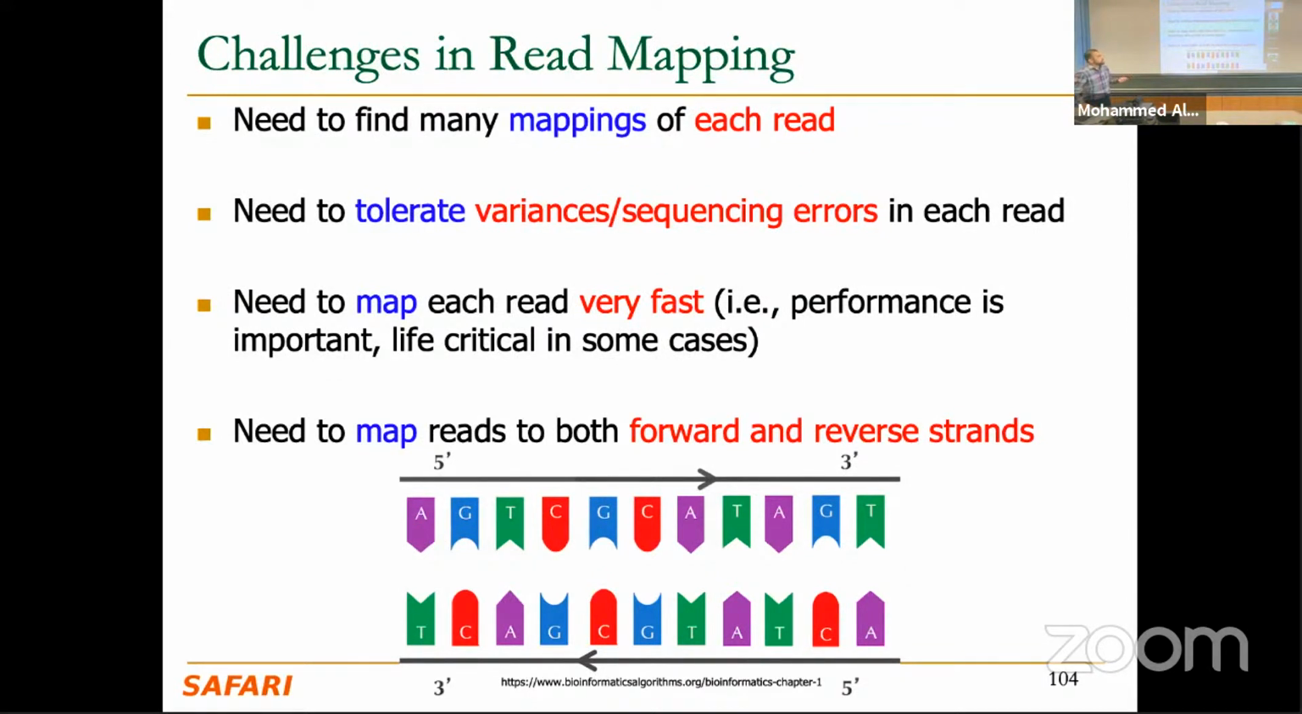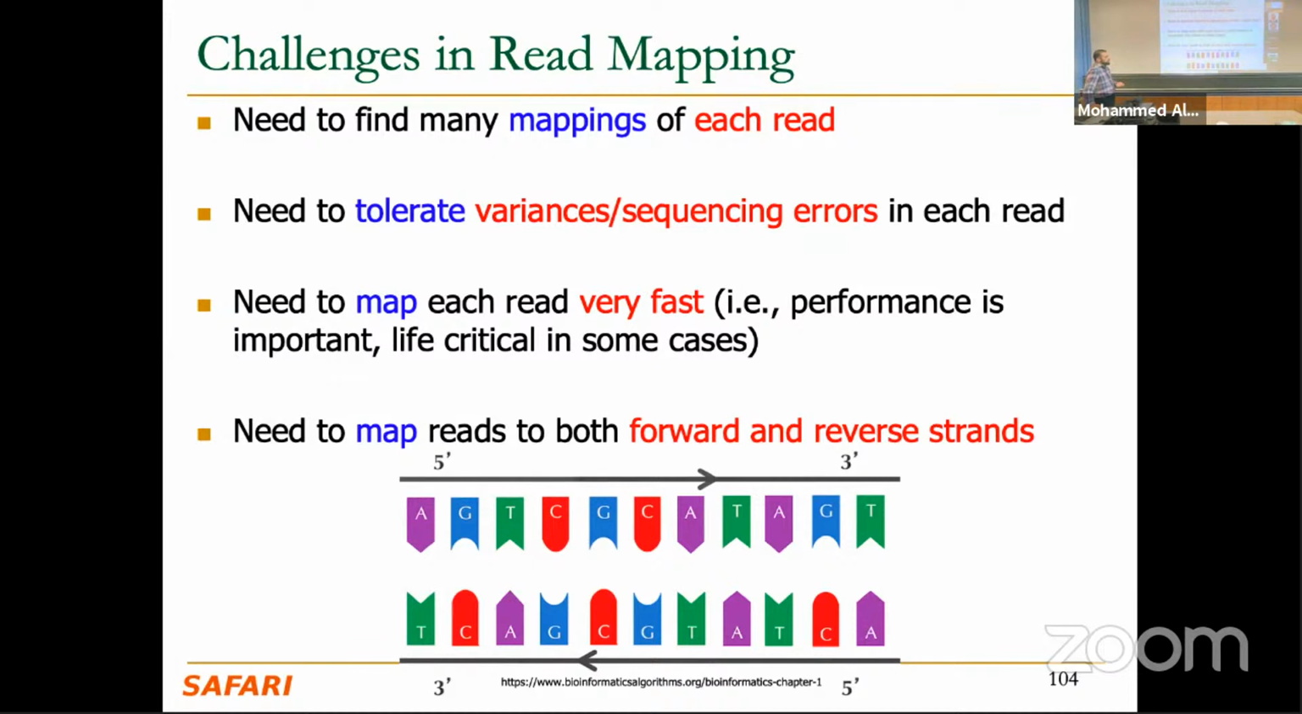We need to map each read very fast because that will affect the overall performance. And we need to map the reads to both forward and reverse strand. So I got this question in the break. Do we sequence both strands or one strand? Basically, we sequence a single strand. And our DNA is a double helix structure.